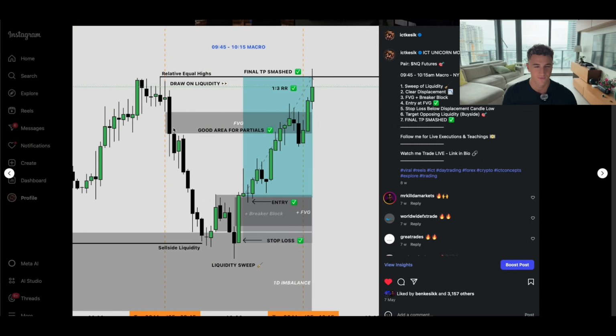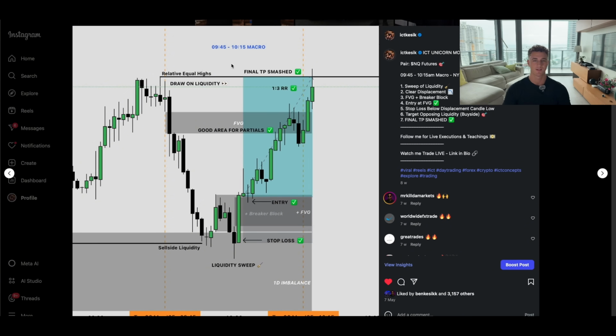We have an unfilled fair value gap resting above in a premium. Great area to take partial profits. What do we do? We take some of our position off once price reaches this area, reduce risk, move stops, etc., and then target the external draw on liquidity, which is that high up here. And as you can see, we've obviously come up and we've taken those highs, final TP smashed.